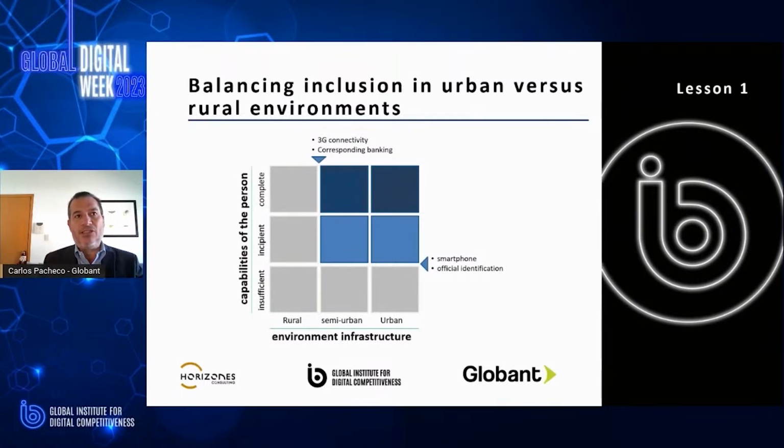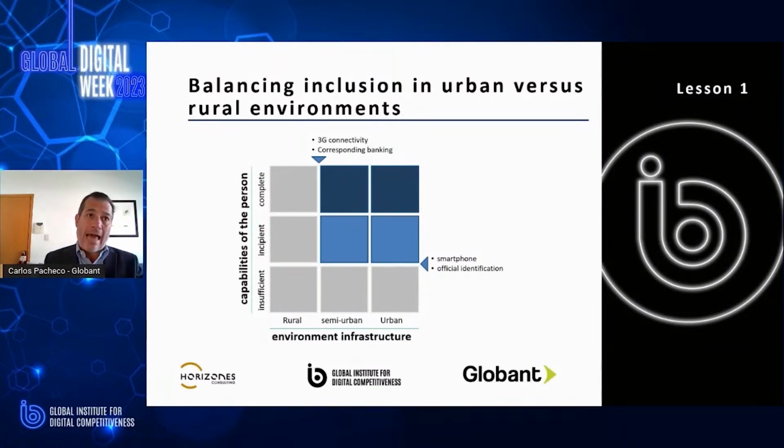We're doing a segmentation on two axes. The horizontal axis presents the infrastructure available where people live. People may live in urban environments, semi-urban environments, and rural environments. And what we can see is that in semi-urban and urban environments, most of these areas already have 3G connectivity and some networks of correspondent banking. That's very important for financial inclusion. And that's why we want to prioritize semi-urban and urban environments.